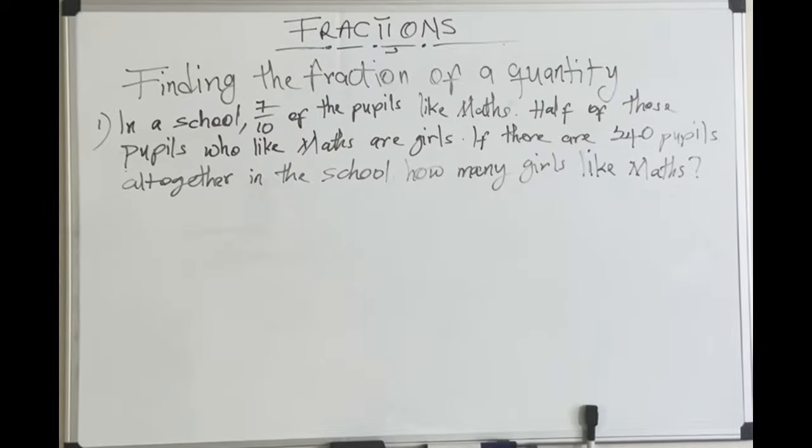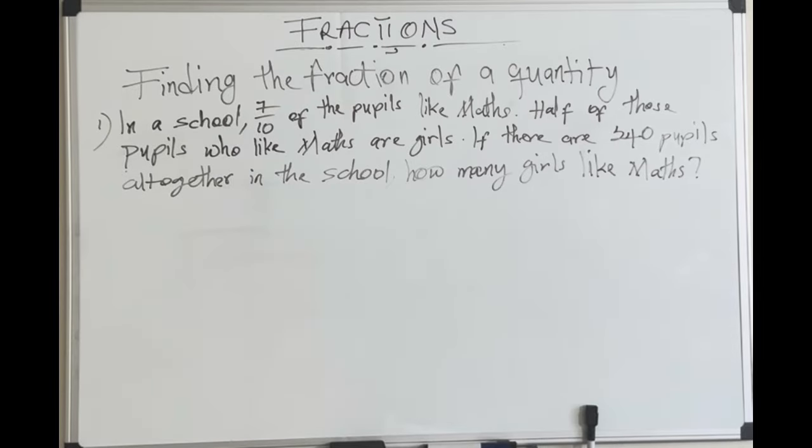Like this question: in a school, 7/10 of the people like maths. Half of those people who like maths are girls. If there are 240 people altogether in the school, how many girls like maths? With this question, you need to write it in a mathematical way, and that is what we are doing under finding the fraction of a quantity.